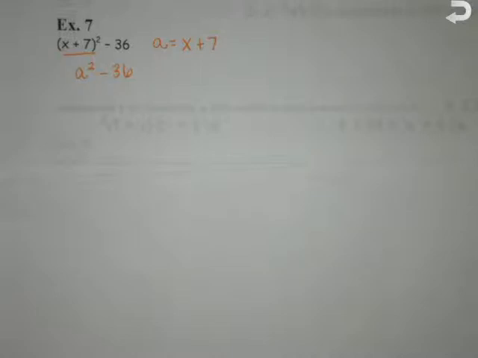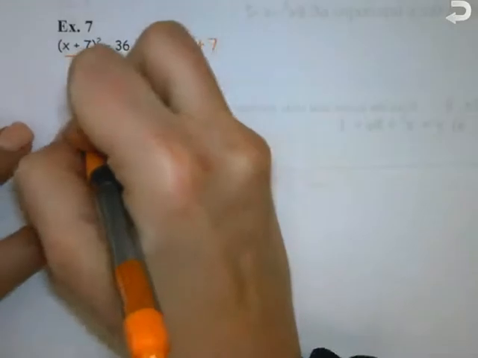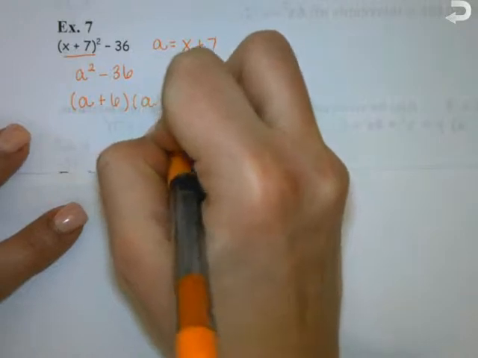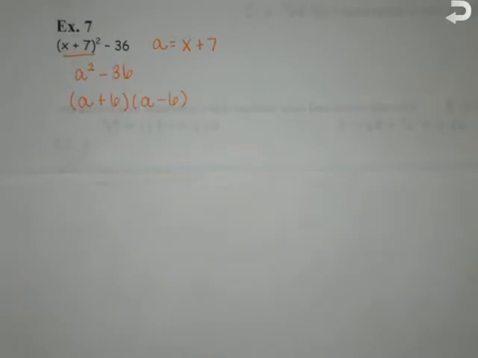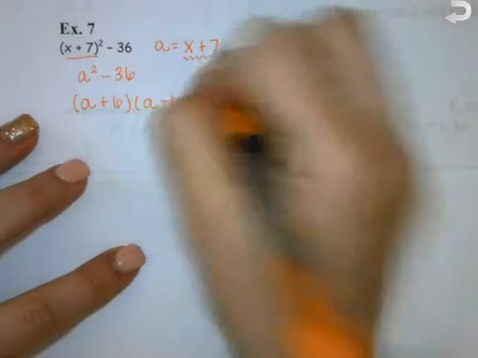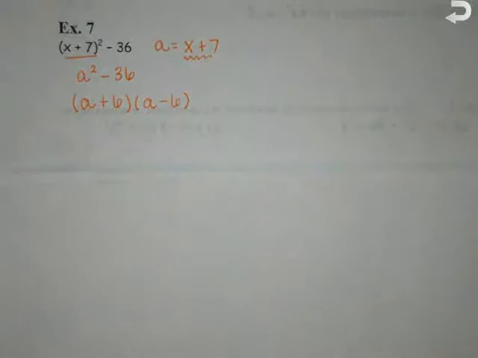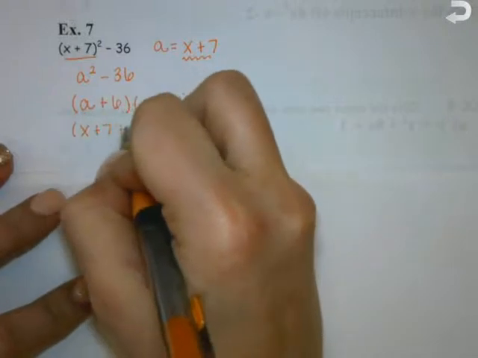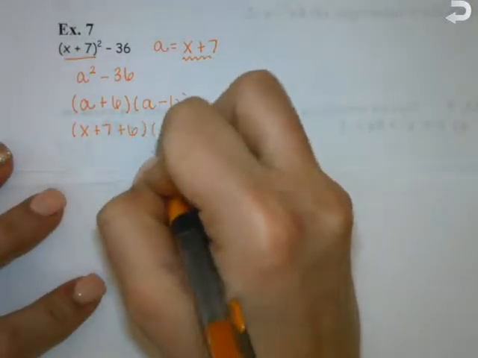Okay, so let's do it. That would be A plus 6 times A minus 6. If you left your answer like this, it would be wrong. Why? You have to plug x plus 7 back in because our original problem didn't have A's in it at all. So plug x plus 7 back in. So this is x plus 7 plus 6 and x plus 7 minus 6.